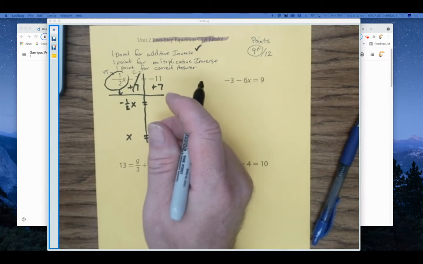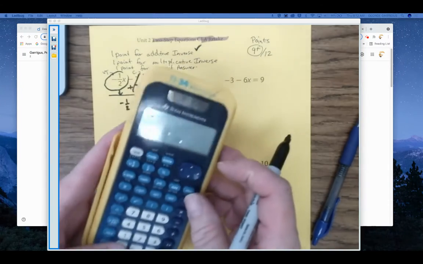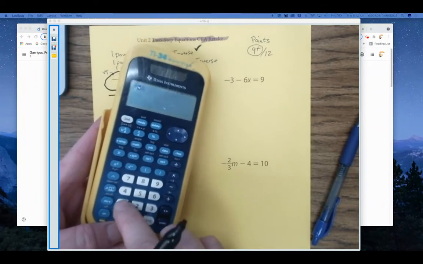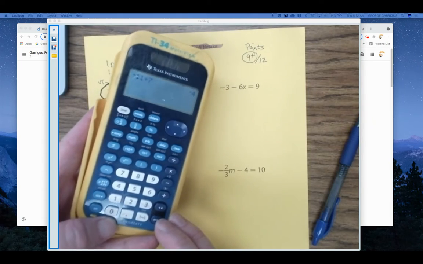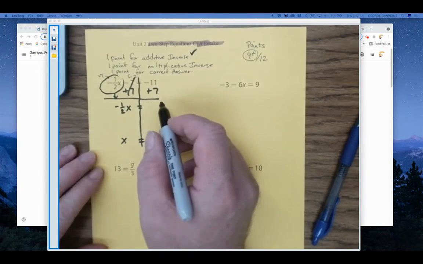If you need to use a calculator for that, you should grab a calculator. Hopefully you don't need to, but if you do, you push the negative 11 plus 7, negative 4. At this point, you should be able to solve.